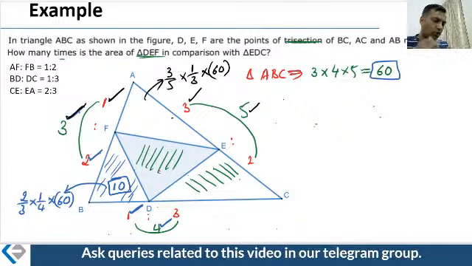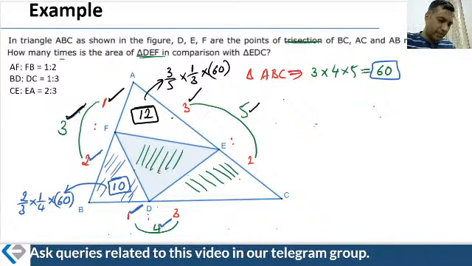3 out of 5 and 1 out of 3. Therefore, out of 60, how much is it going to be? You will say that's going to be 12 units. Very good. So that hashed portion is becoming 12 units there.